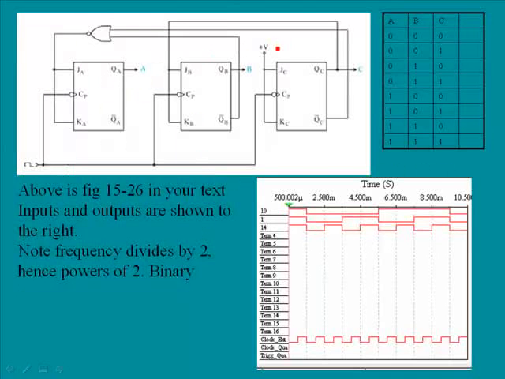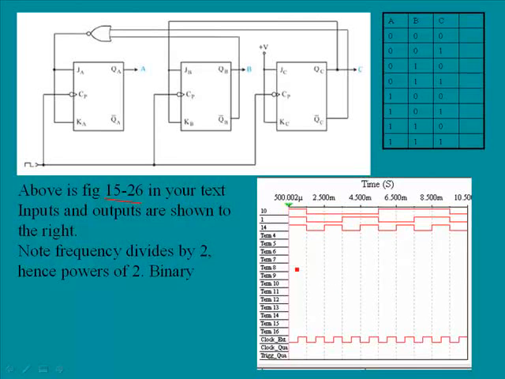Now here we have a counter, and this counter is going to be a 3-bit counter, and you'll notice we have flip-flops A, B, and C. This is actually figure 15.26 in your textbook. We have a circuit that we're going to talk about later. In fact, it is this circuit, but we will see the simulation later in this presentation. This is the actual outputs of this device.